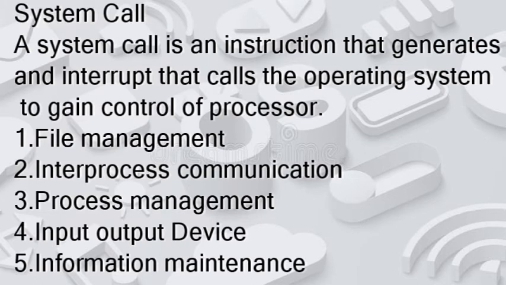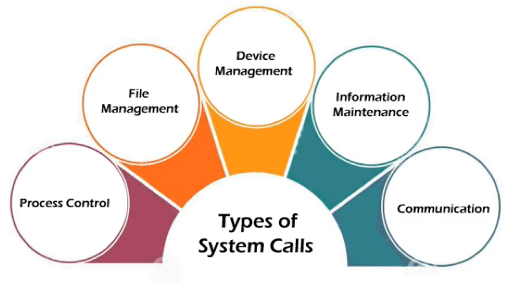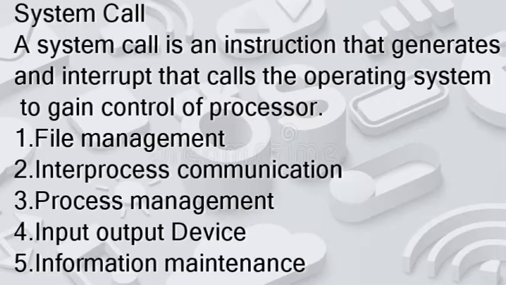So the next topic that we are going to discuss is what do you mean by a system call and what are the different types of system calls. So basically, what is a system call? A system call is an instruction that generates an interrupt that calls the operating system to gain control of the processor. Like whenever you call somebody, what is your purpose? Either to give them a message, or ask them to come over, or you want to meet, or anything important, then only you make a call. So basically that way the system also makes a call when it wants the operating system to gain control of the processor.